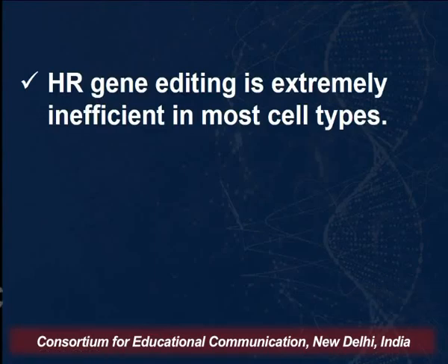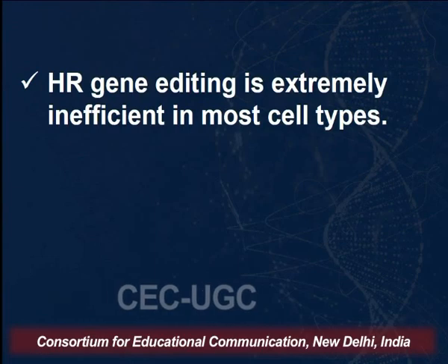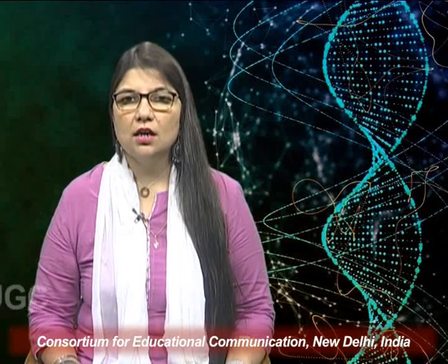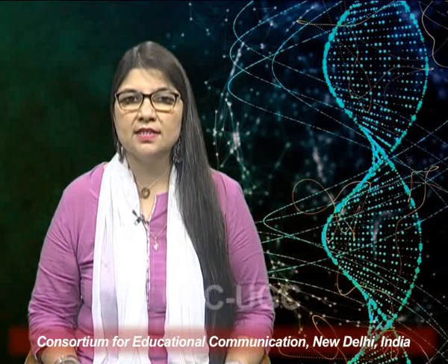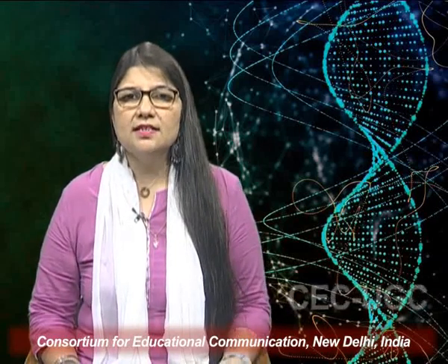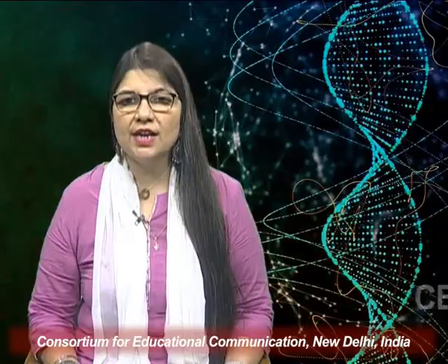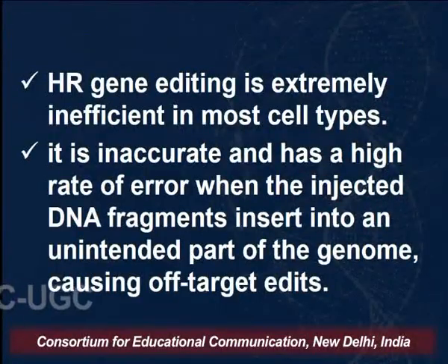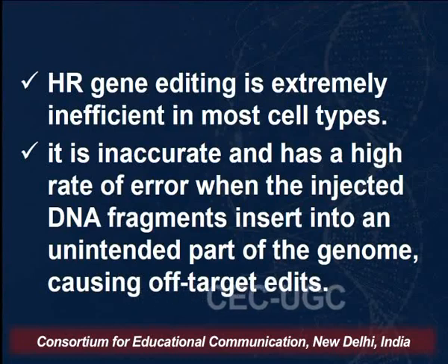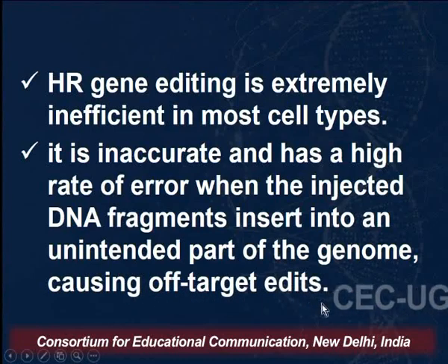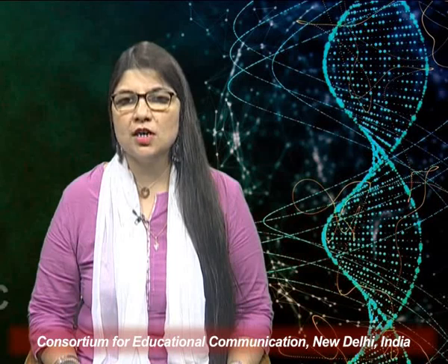This HR gene editing is extremely inefficient in most cell types, because the introduction of the DNA is not easy, or not applicable for all the different cell types, particularly mammalian cell types. Then this HR is also inaccurate and has a high rate of error when the injected DNA fragments insert into an unintended part of the genome, causing what are called off-target edits.